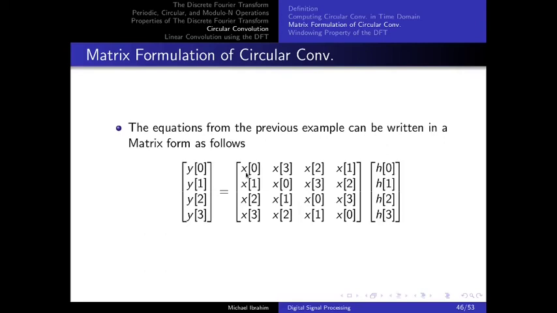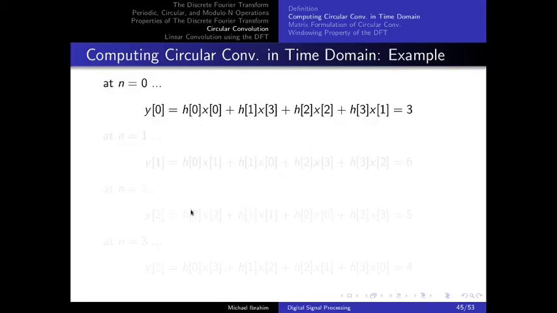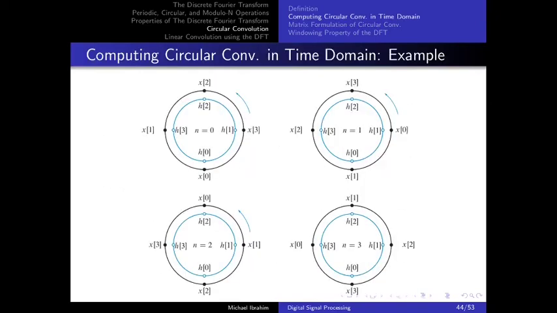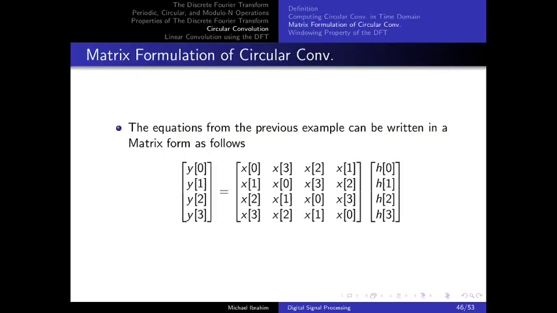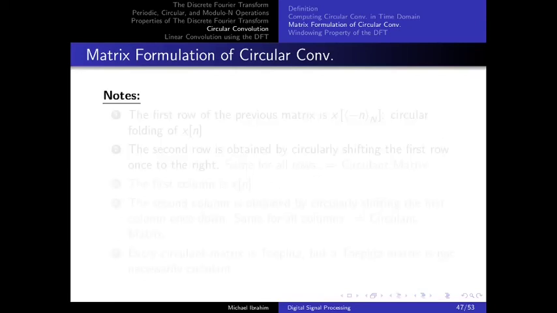If you take a closer look, the first row is x of n circularly folded, so x of 0, x of 3, x of 2, x of 1. So you can very easily build this matrix, multiply it with this column vector, and you will get the result of circular convolution. And this approach is much easier than doing the two circles inside each other and doing the rotations. So all you need to do is write a column vector with one signal, and the n by n matrix with the other signal. The first column is the signal, and the other columns are circular shifts of this signal.